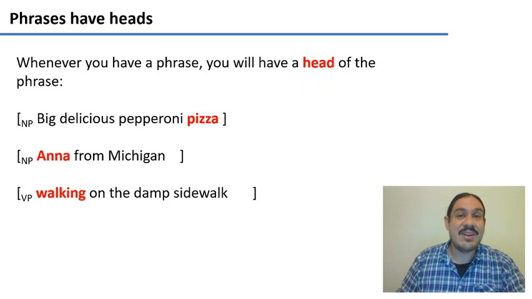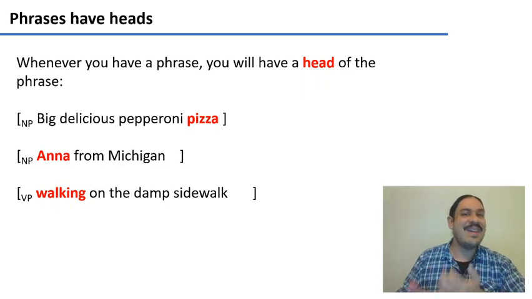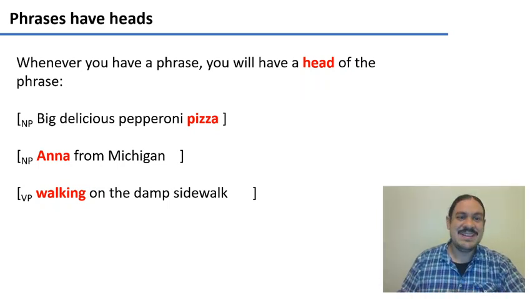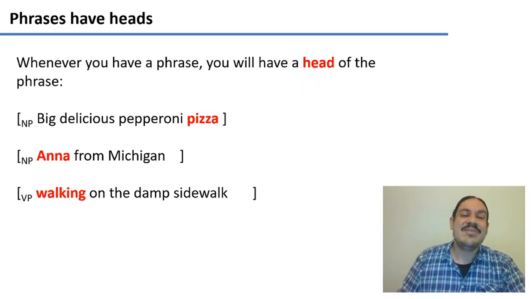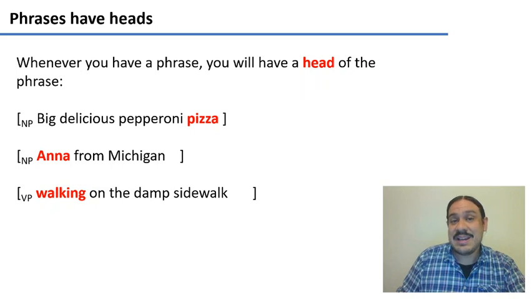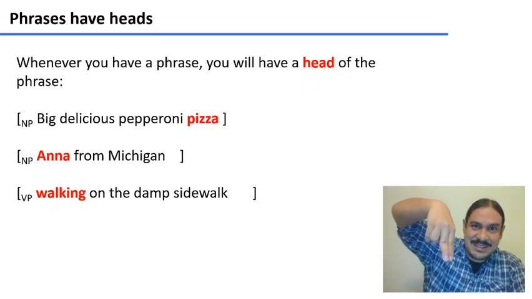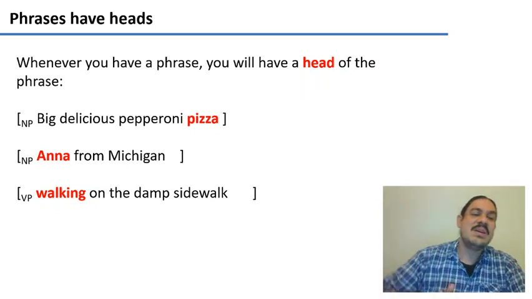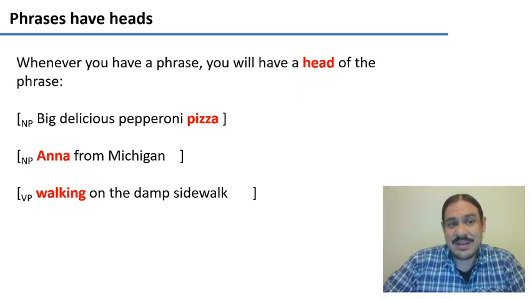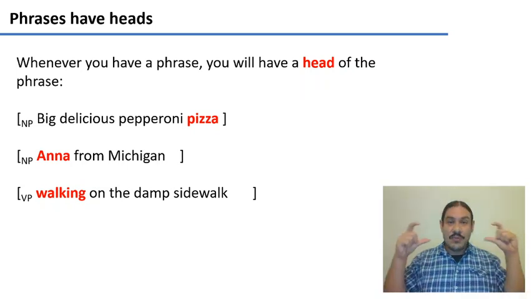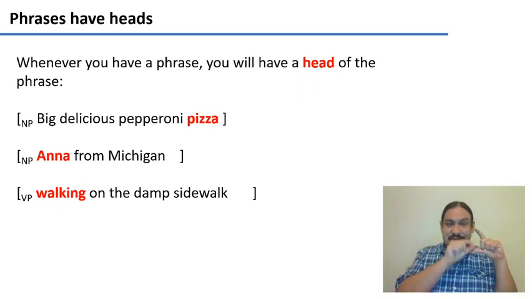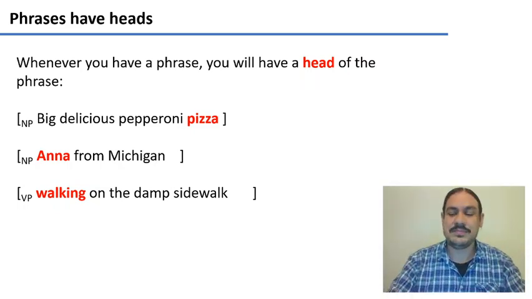If you're talking about Anna from Michigan, you're talking about Anna. You're not talking about Michigan. This is a noun phrase, and the head of this phrase is Anna. If you're talking about walking on the damn sidewalk, you're talking about the action of doing this on the sidewalk. You're talking about walking. So walking is a verb, and it will be the head of a verb phrase. So it is a verb phrase because its head is a verb. It is a noun phrase because its head is a noun.